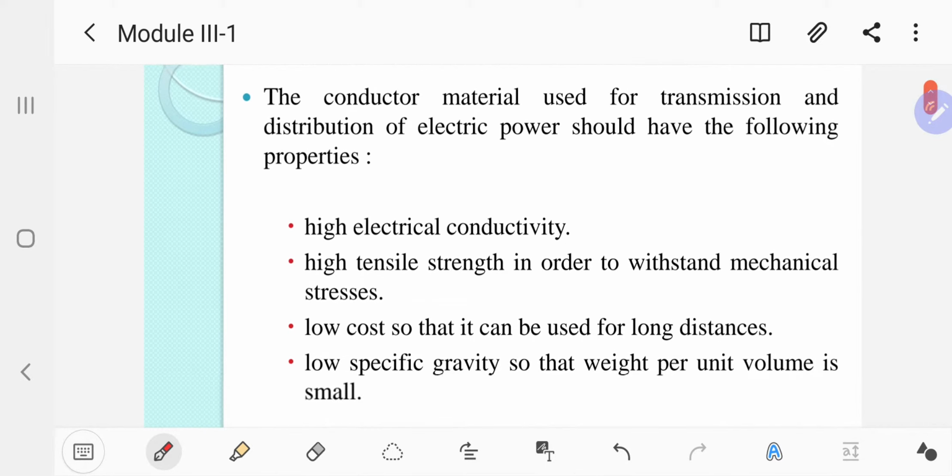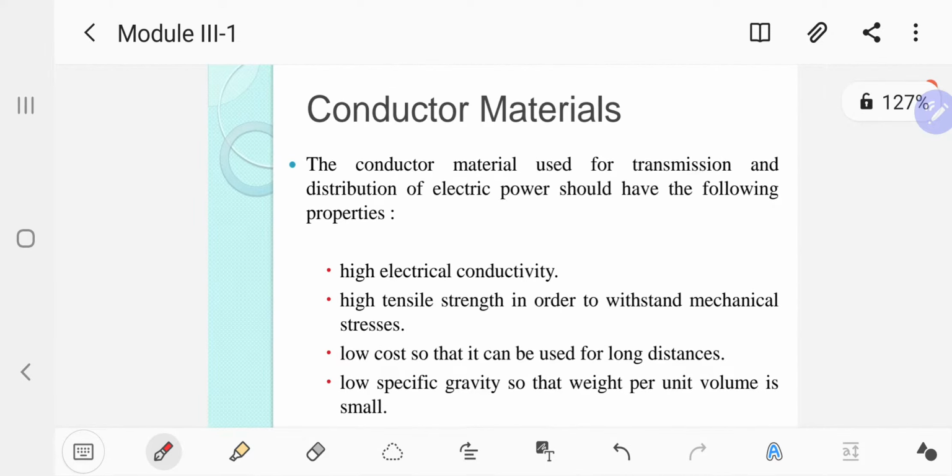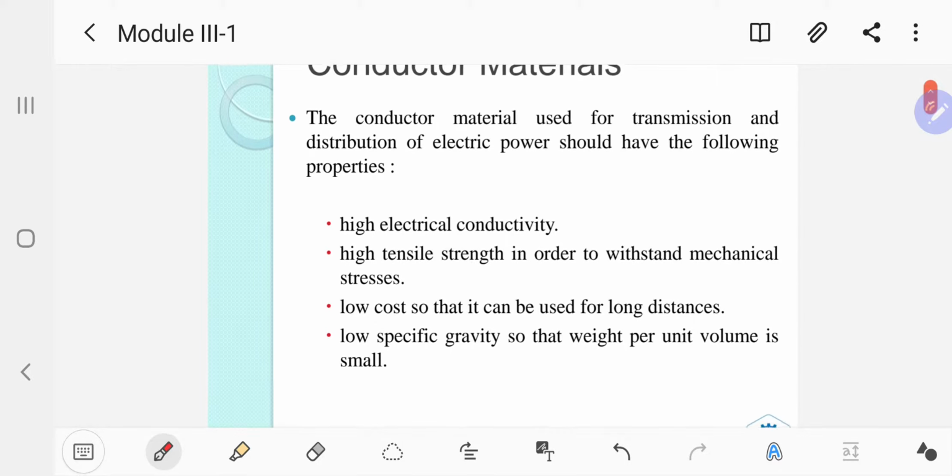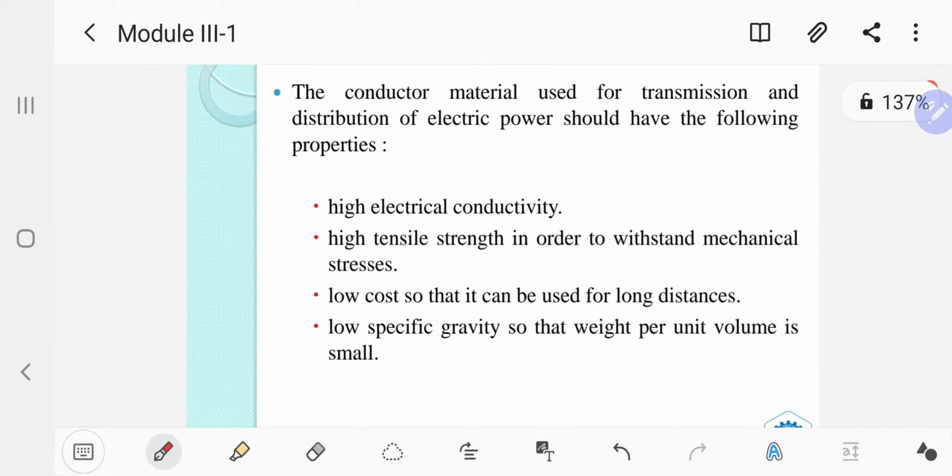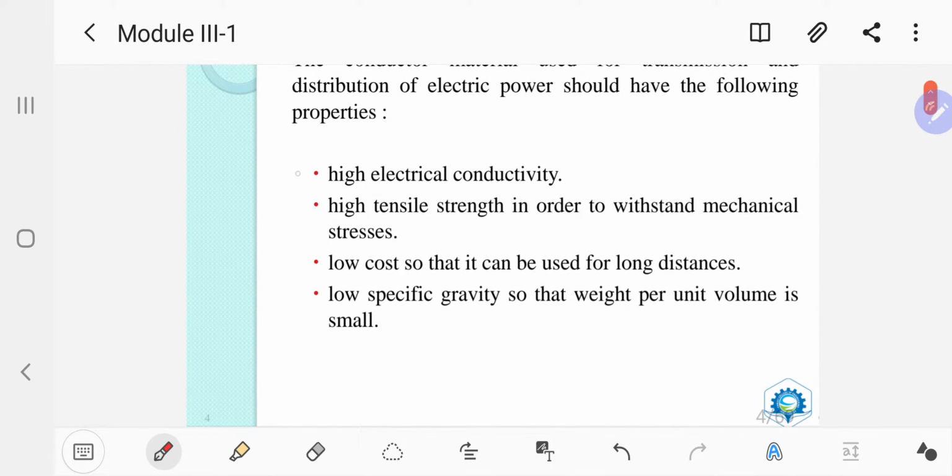Which are the different types of conductor materials used? Before moving into the types, we should first understand the properties conductors should have for carrying electric power. Any conductor used should have high electrical conductivity. Second is high tensile strength, in order to withstand mechanical stresses. It should be able to withstand them. Next comes low cost, because we have to run the transmission lines for a long distance. And the last one is low specific gravity, so that the weight per unit volume is small.